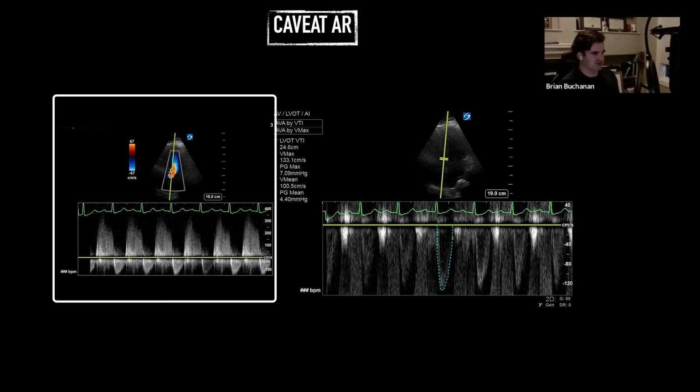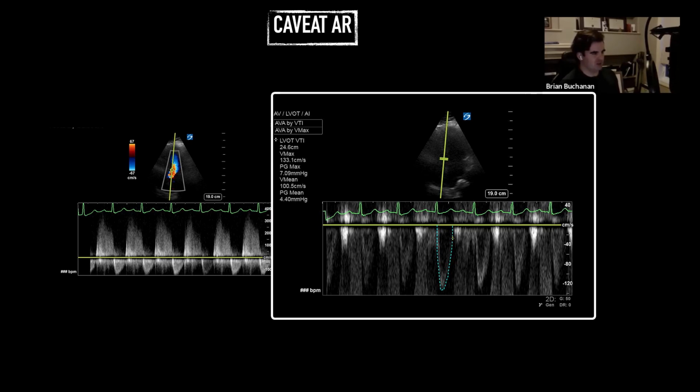So as you can see left here in the spectral waveform, you have that regurgitation on continuous wave Doppler that's above the baseline during diastole, and so a bunch of blood goes forward, but of course all the blood comes back and has to be re-ejected. So what are your thoughts? So we have a VTI here at 24.6. Jean, what do you think about this set of waveforms here?